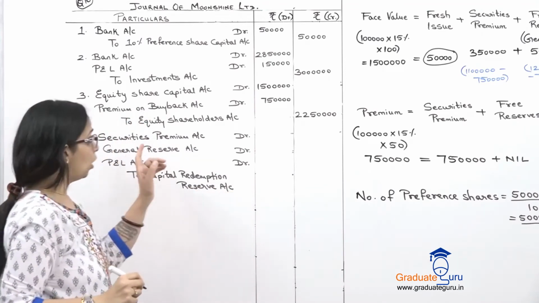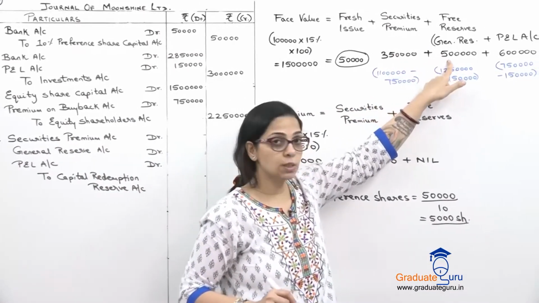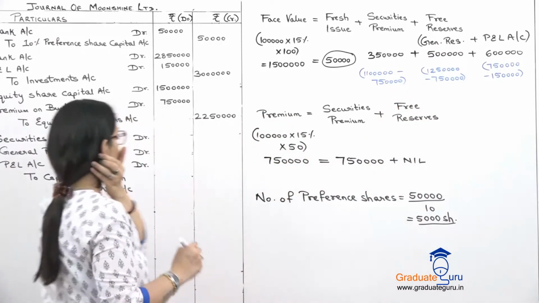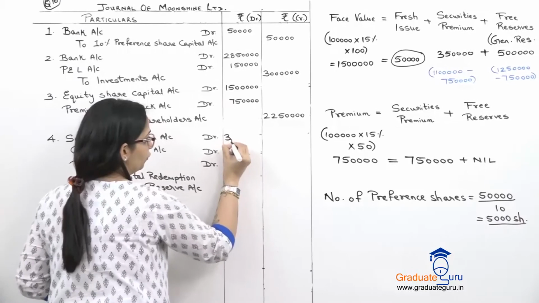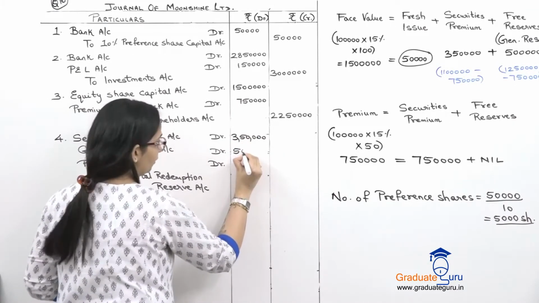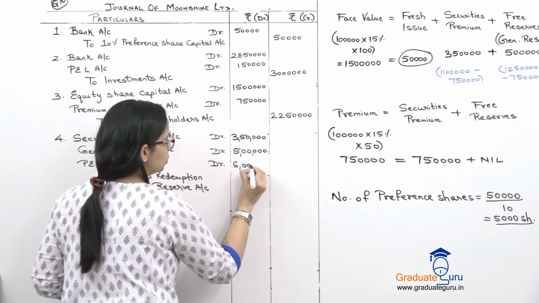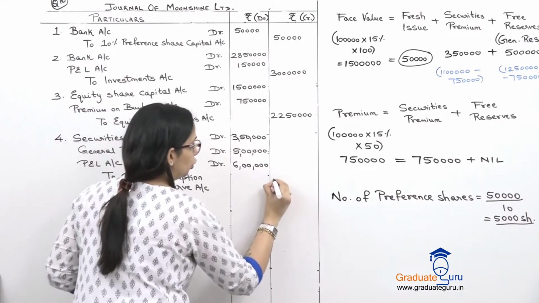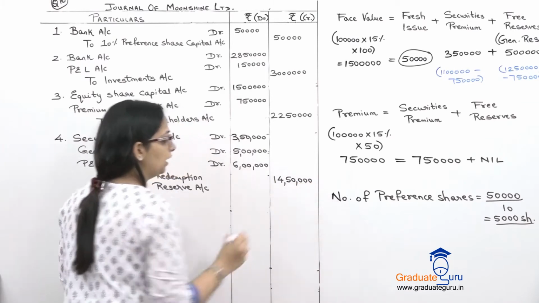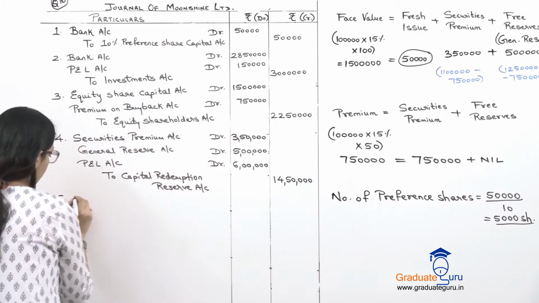Okay. How much of securities premium? 3,50,000. Free reserves 5 lakh, that is general reserve 5 lakh and P&L 6 lakhs. So 3,50,000. General reserve 5 lakhs and P&L account 6 lakhs. Total is 14,50,000. 50,000 in the CRR.